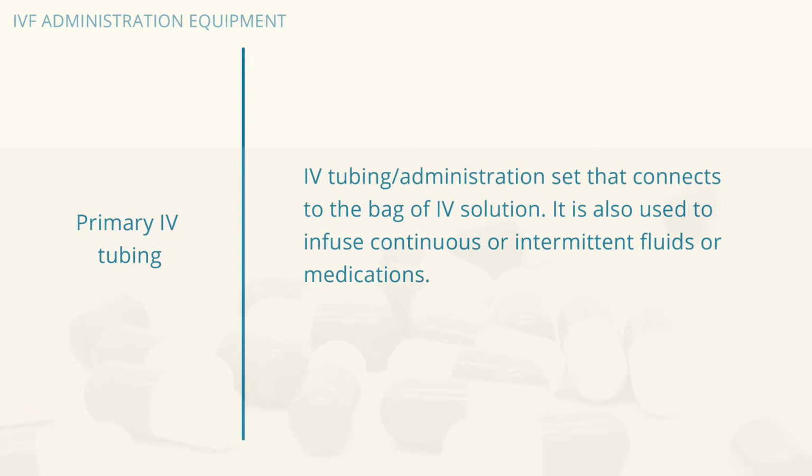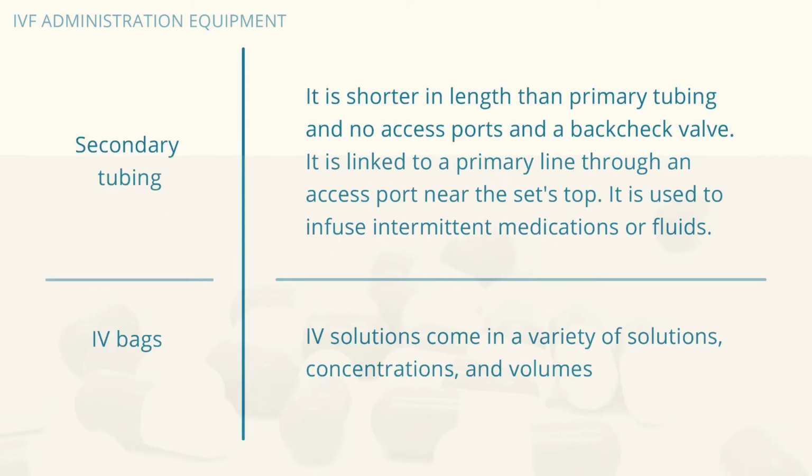Primary IV tubing is a set that connects to the bag of the IV solution. It is also used to infuse continuous or intermittent fluids or medications. Secondary tubing is shorter in length than primary tubing, with no access ports and a back-check valve. It is linked to a primary line through an access port near the set stop. It is used to infuse intermittent medications or fluids. IV bags. IV solutions come in a variety of solutions, concentrations, and volumes.